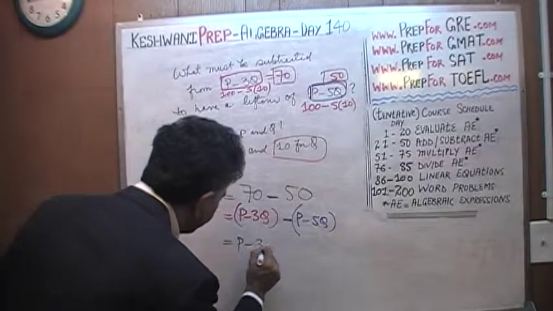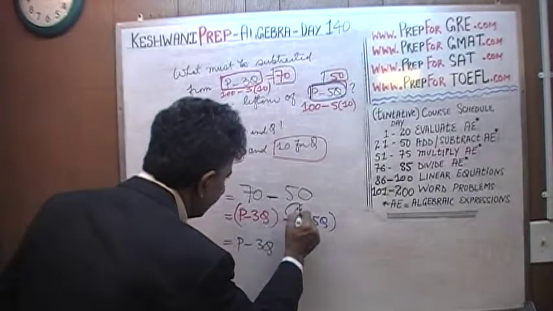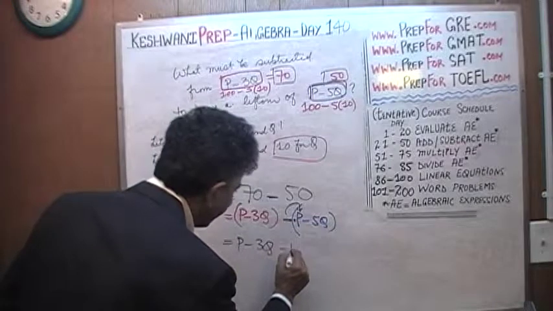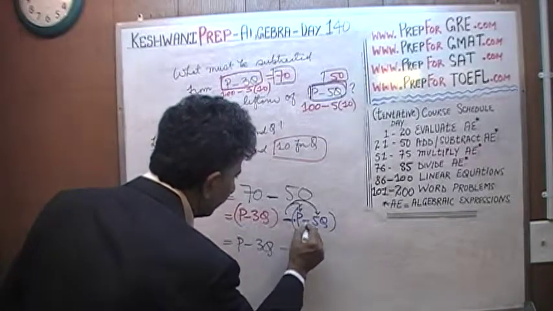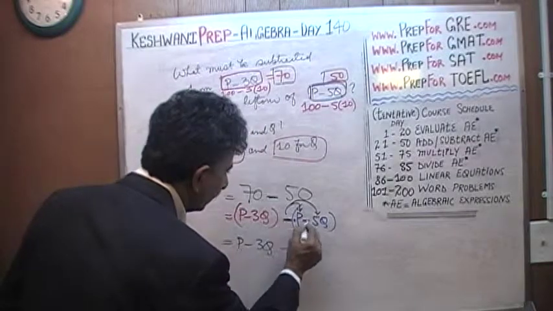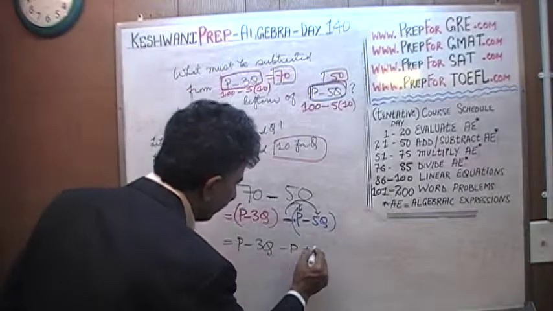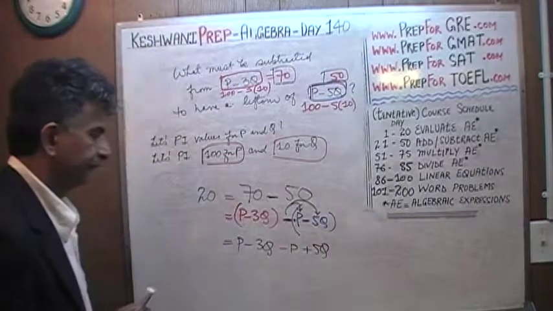P minus 3Q, open the parenthesis: negative times positive is negative, so negative P. And be careful, negative times negative is positive. There's a negative outside and a negative in front of 5Q, so it becomes positive 5Q.